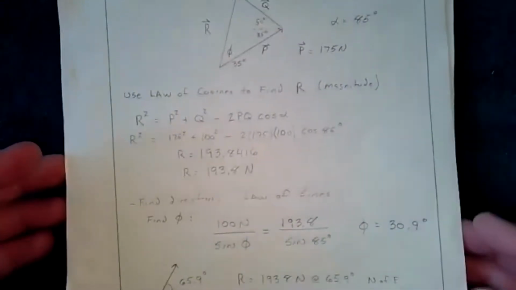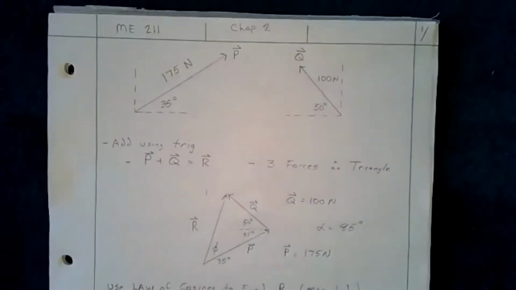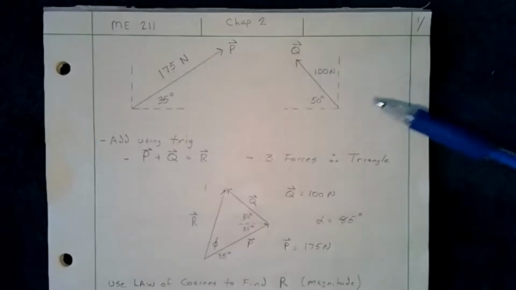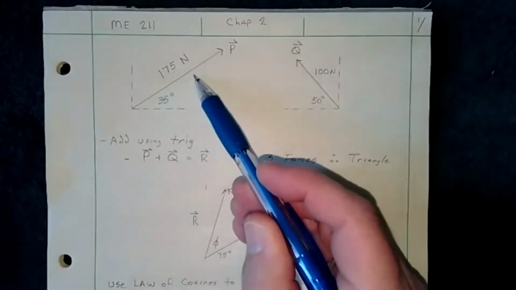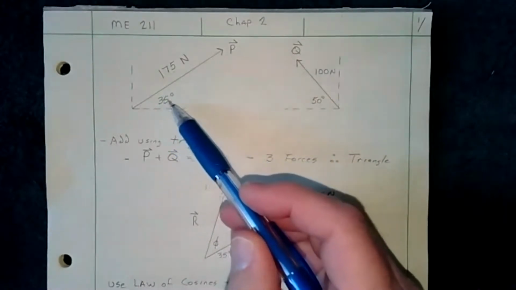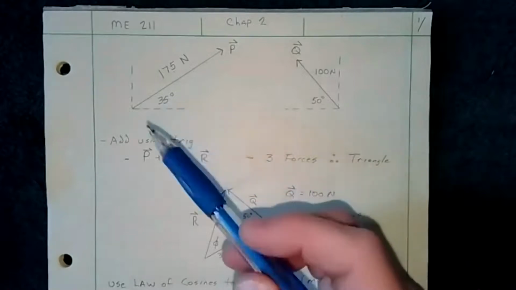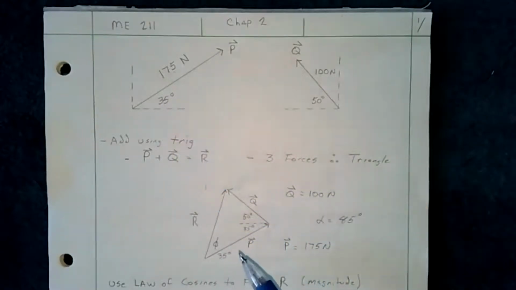Now here's our example. As I wrote in the example, we have 175 newtons at 35 degrees, and 100 newtons at 50 degrees. We're going to find the resultant. We could, as I said, do it graphically: scale out each square equaling so many newtons, and get a protractor to get exactly 35 degrees. But an easier way to do it is just using the law of cosines.